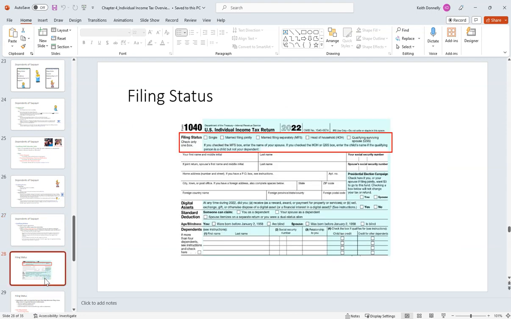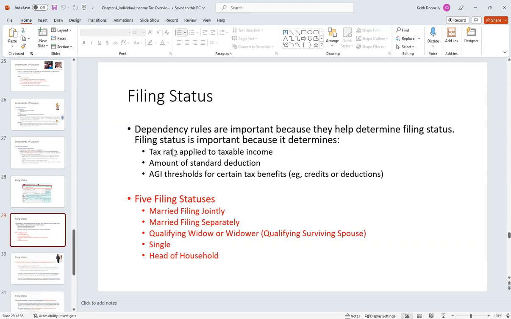All right, let's move on to filing status. The idea with this is we talked about dependents. Now we're moving up to filing status. You have 5 different types: married filing jointly, married filing separately, qualifying widow or widower, now known as qualifying surviving spouse on the return, single, and head of household.